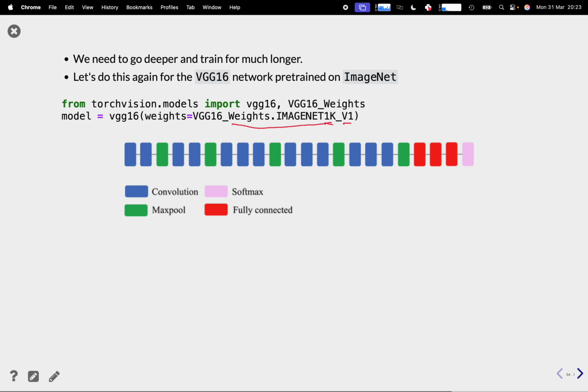1000 classes, version 1. So ImageNet has multiple versions. This is the original version. Later versions were cleaned up a bit more, a bit smaller, but more clean. This is the original ImageNet dataset for which we have the weights. And we're just going to take the model, pre-load those weights, and visualize them. Remember, we're going to visualize the weights of the filters. So now we're going to visualize the pre-trained weights that VGG has learned on ImageNet.